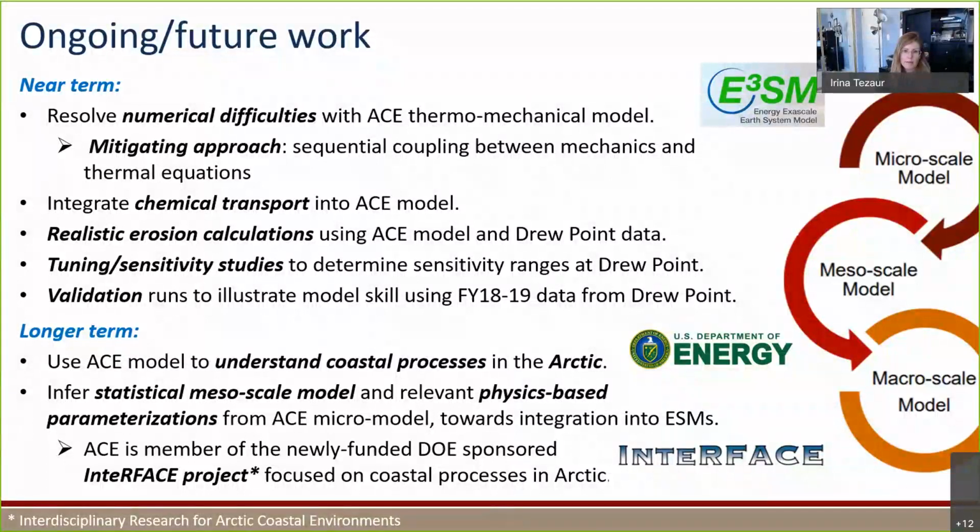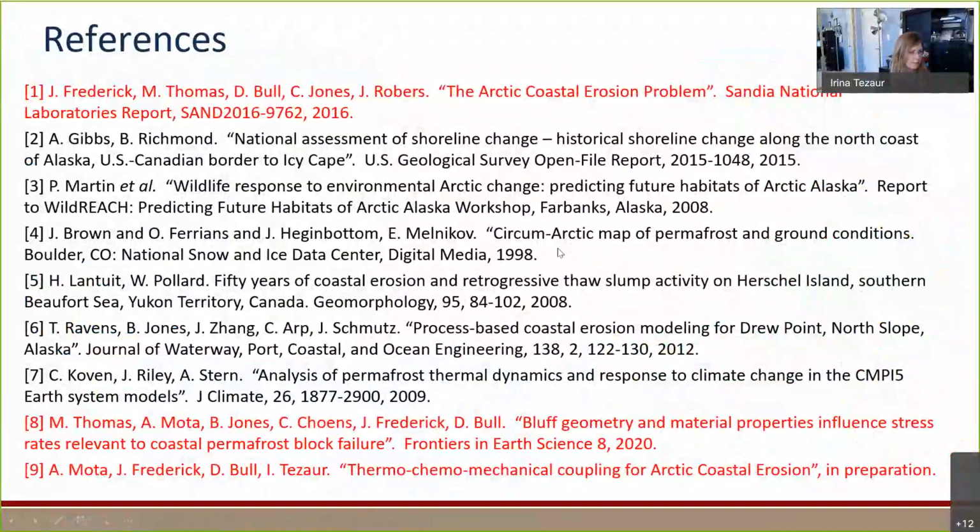And we are going to have the chance to do this, fortunately, through a newly funded DOE project known as Interface. I think some of the other speakers in the session are affiliated with that, but it's going to be a project that's focusing on modeling and understanding coastal processes in the Arctic, and the ACE model is a member of that project. So references, the red ones are the ones that came out of this project.